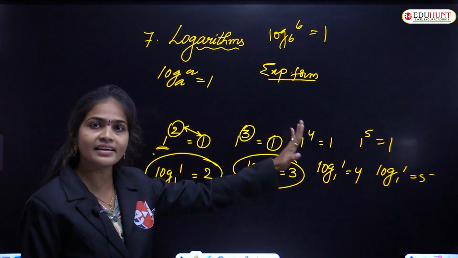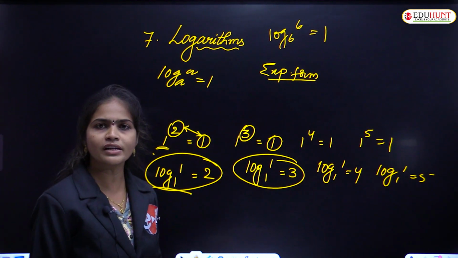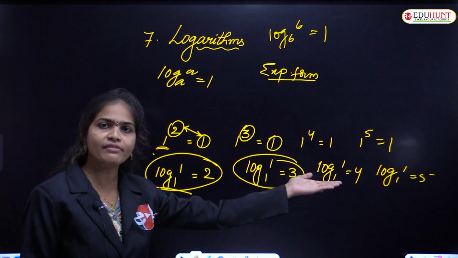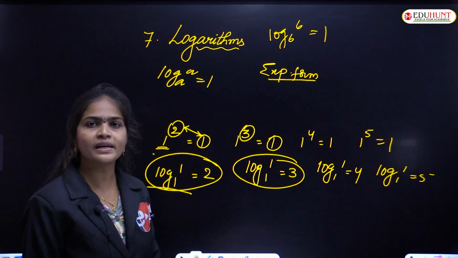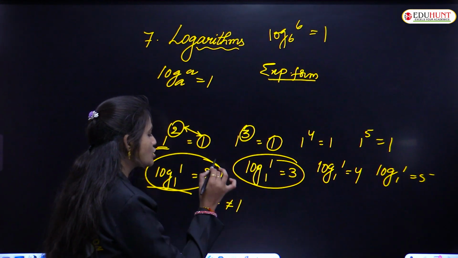Just observe the RHS value. Here it is 2, 3, 4, 5. How will it be possible? Is it possible here? You will get so many values for the same function. Okay, so that's why this is not possible. That's why we are saying that A is not equal to 1.